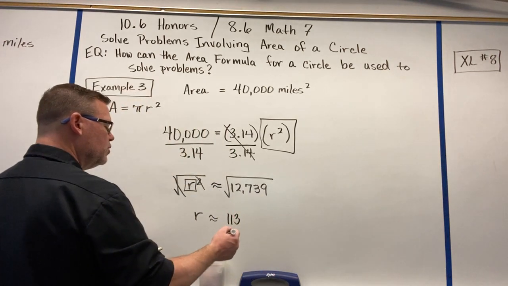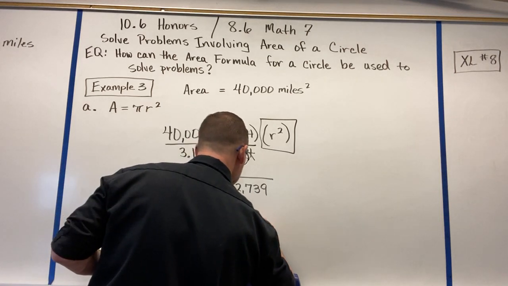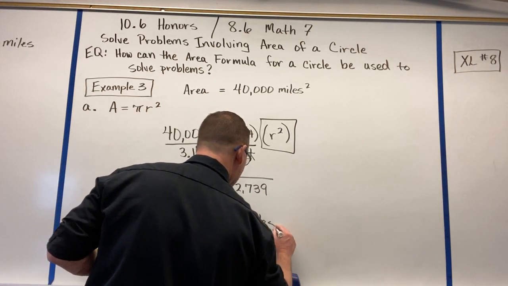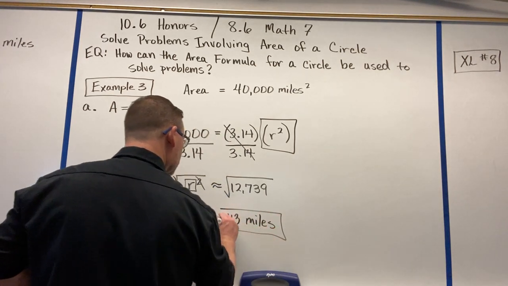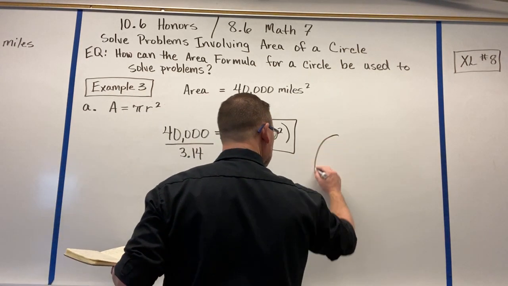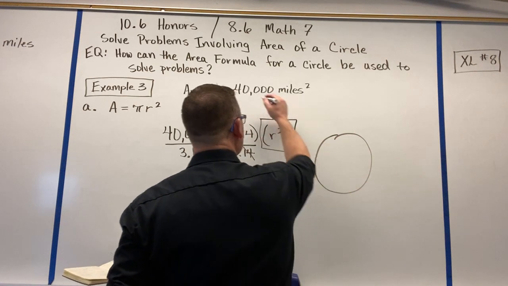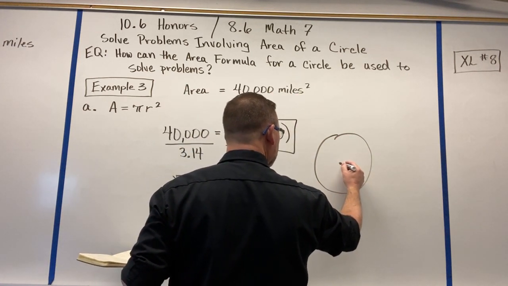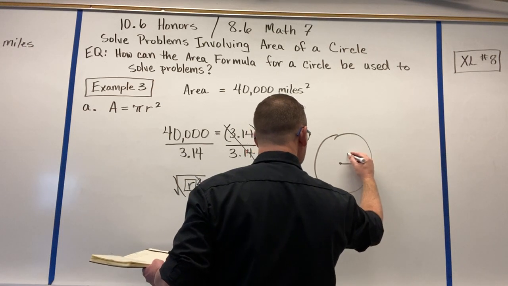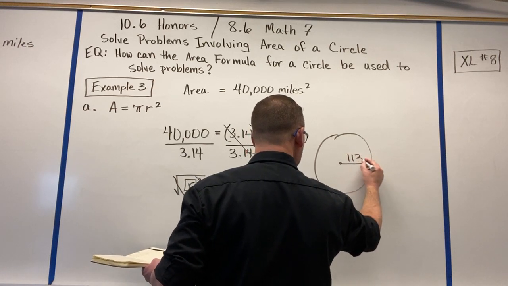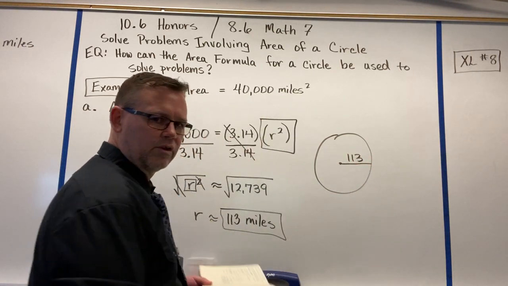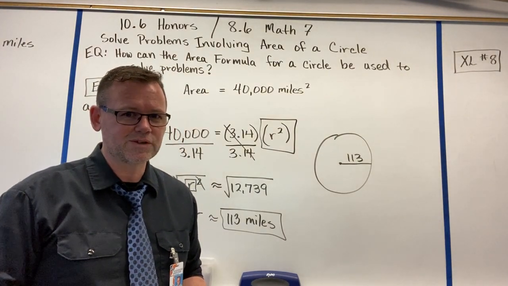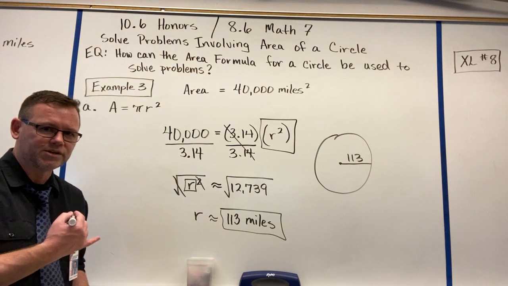Now don't forget to actually go through and label this. It's 113 miles. So in other words, I'm going to draw it one more time. If I have the circular area that is 40,000 square miles, I got the tower in the middle. They're saying that the furthest you could be away and still get the signal is 113 miles, which just happens to be the radius. Okay guys, a little complicated, but not too bad.